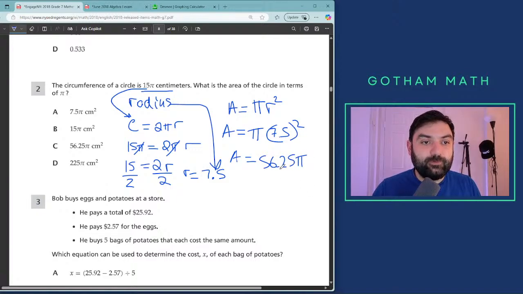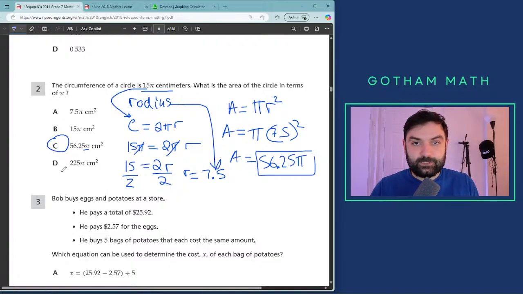Do we have to convert more? By converting, do we have to actually do pi as 3.14 and multiply? No, we don't have to. Why? Because the answer contains pi. So we just leave it like that. Okay? And we move on to the next question.